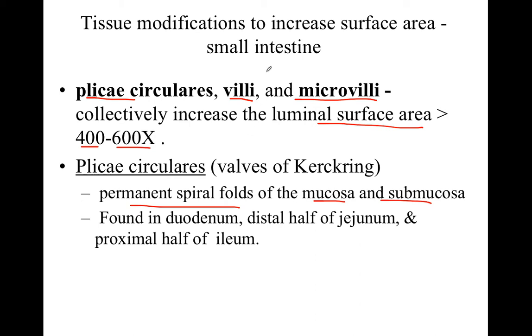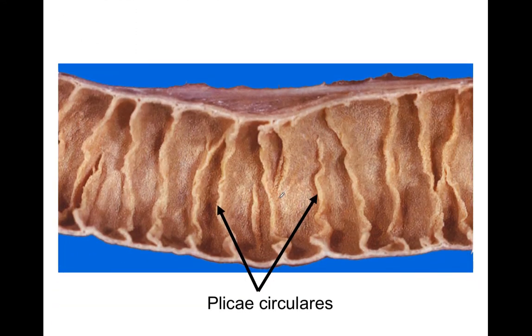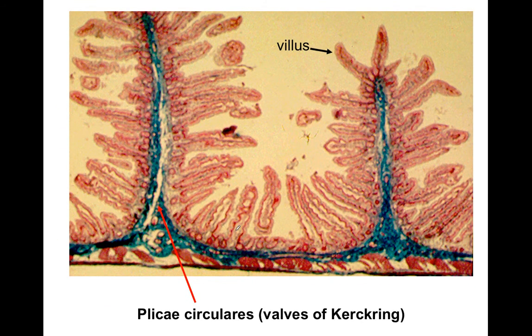Usually the plica circularis is found in the duodenum, the distal half of the jejunum, and the proximal half of the ileum. We can see this structure here. These are circular folds from the mucosa and the submucosa. As I said, they are permanent, and this increases the surface area. See this one here, all the way to this area here, all of that we call the plica circularis, a spiral permanent fold of the mucosa and the submucosa.